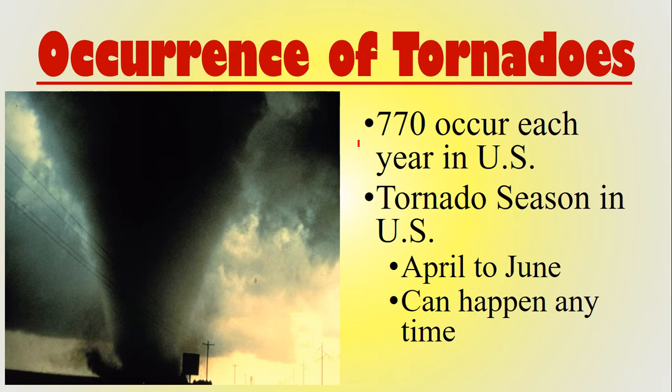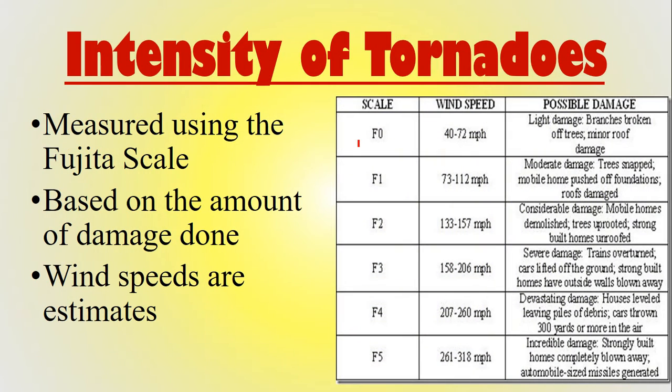And there's different names for tornadoes. We call a tornado on land a tornado, but if it's forming over water, we call it a waterspout, because once it reaches land, it just loses all of its energy. So the intensity of tornadoes is measured on the Fujita scale.